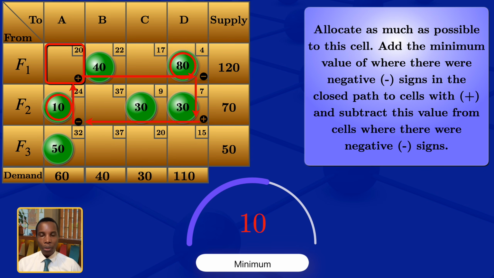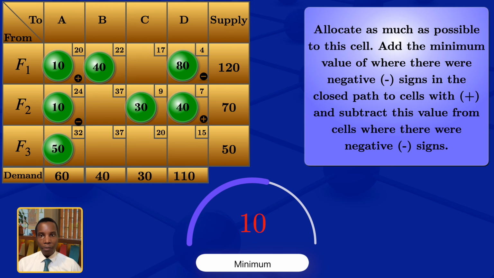So for that 10, we add it to all the cells that have a positive and subtract it from all the cells that have a negative. So we are looking at that 10 here. This cell here has a plus, so we add the 10. When you add the 10, we would have 10 units there. And this cell here had 30 units, but it has a plus, so we are adding the 10. So it will be 30 plus 10, and we would have 40 now.